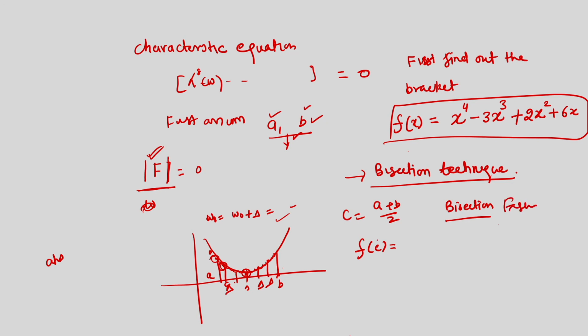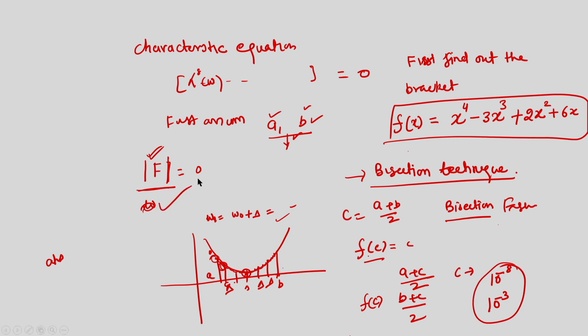Using those concepts, one can find C again. If you check the sign, whether negative or positive, then depending on the sign you decide between A and C or B and C. Ultimately you can find a particular value C for which it is a solution. But it is a numerical solution, so it will not be exactly 0. It will have some 10 to the power minus 8 or 10 to the power minus 3, whatever accuracy you define for that zero level. If that meets your criteria, then you say the frequency is found.